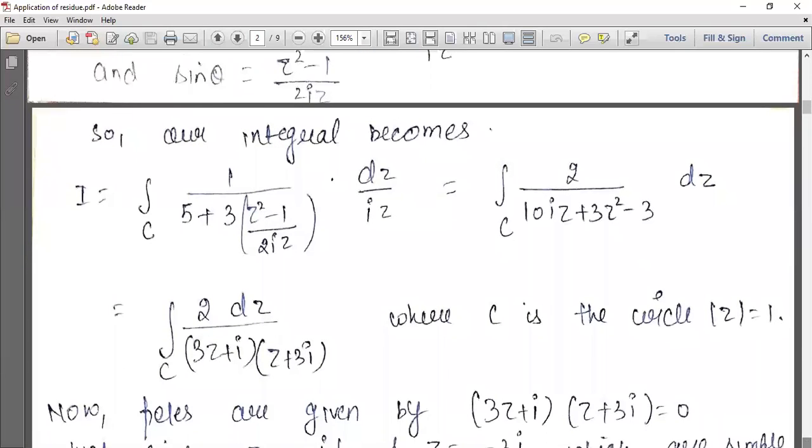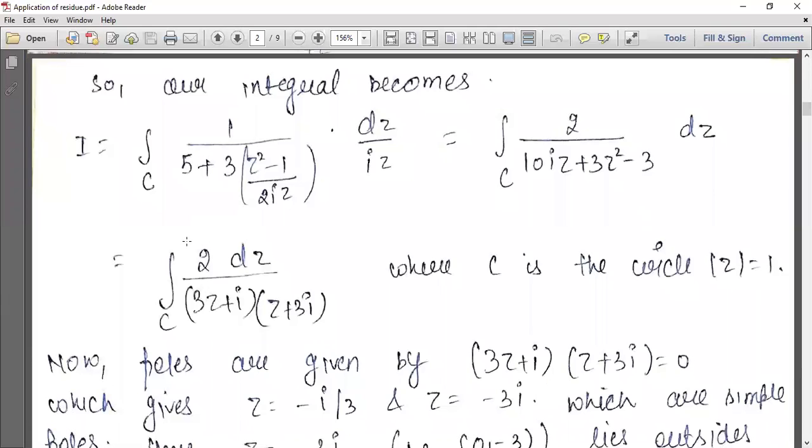This is the same as the integral over C of 2 dz divided by (3z + i)(z + 3i). I have just factorized the denominator, so my first step is done. Now the second part is to find the poles, and then we will calculate the residues so that we will be able to use the Cauchy residue theorem.